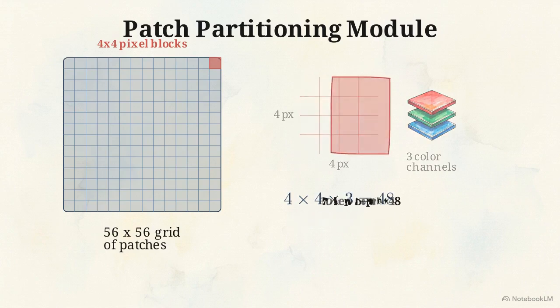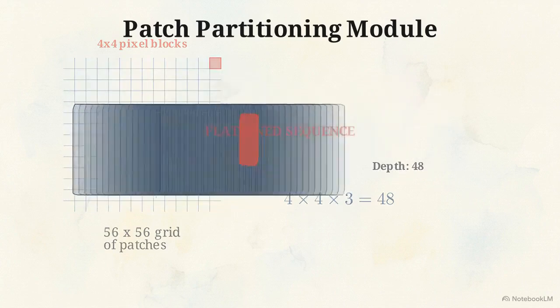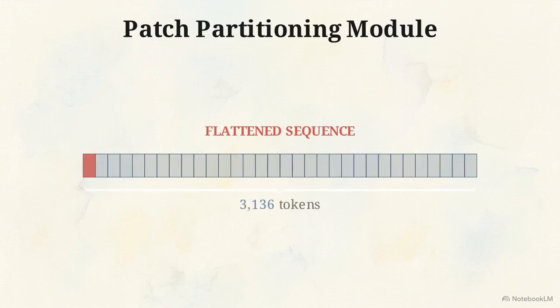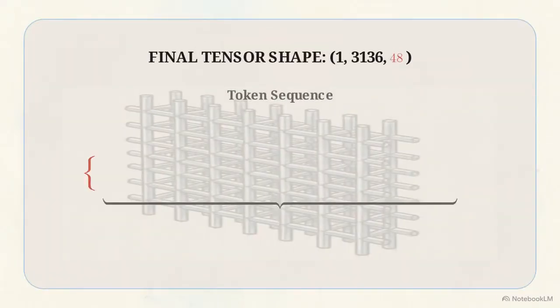The two-dimensional spatial topology then unwinds into a flattened sequence format. The topological shape transforms into one batch, a sequence length of 3,136 individual tokens, and a depth of 48. Following this extraction, a linear embedding layer acts as a convolutional projection. It maps those 48 raw pixel vectors into a continuous embedding dimension, which for the base model is defined as C equals 96. This readout displays the final tensor completing stage 1.